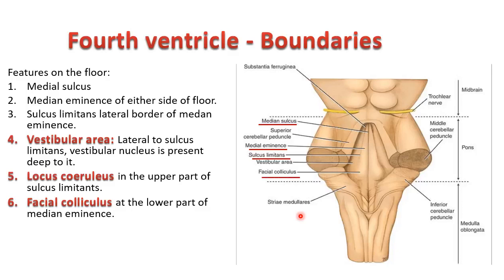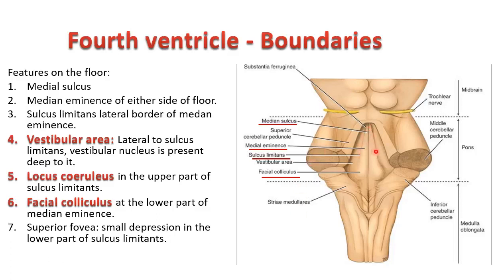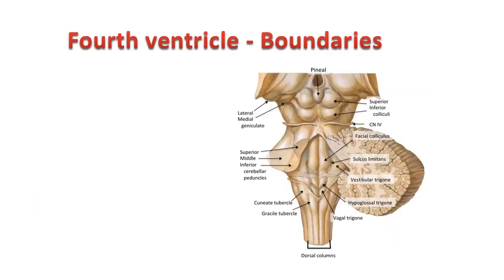Okay, then what other features do you come across? The superior fovea is actually a small depression in the lower part of the sulcus limitans. So here you are able to see the sulcus limitans. Here you see a very small depression called the superior fovea.